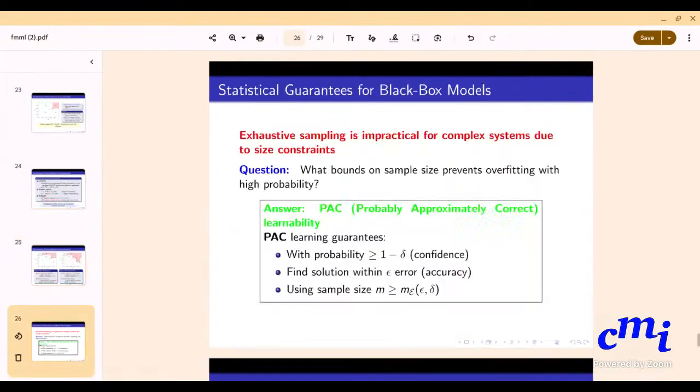And then I move to a new thing, the last thing, the statistical guarantees. If I have to sample everything, that can give me efficient guarantees, but that is impractical because of the size constraints. So the question is, what bounds on the sample size do we require that also prevent overfitting? And the answer comes from probably approximately correct learnability, which guarantees, with some confidence and some error, that if I just use m samples, my job is done.